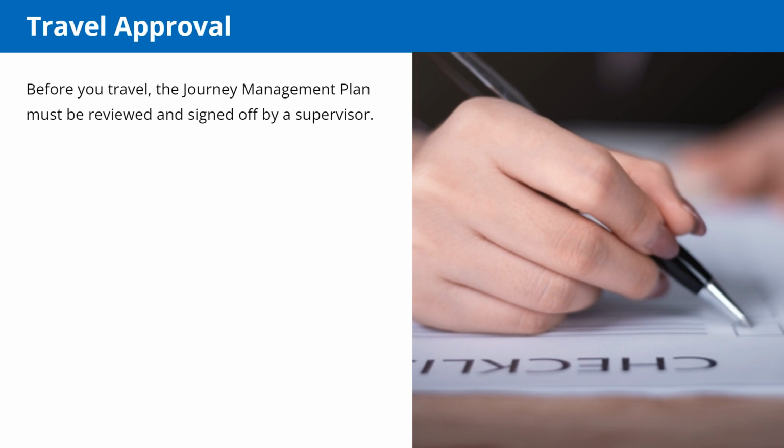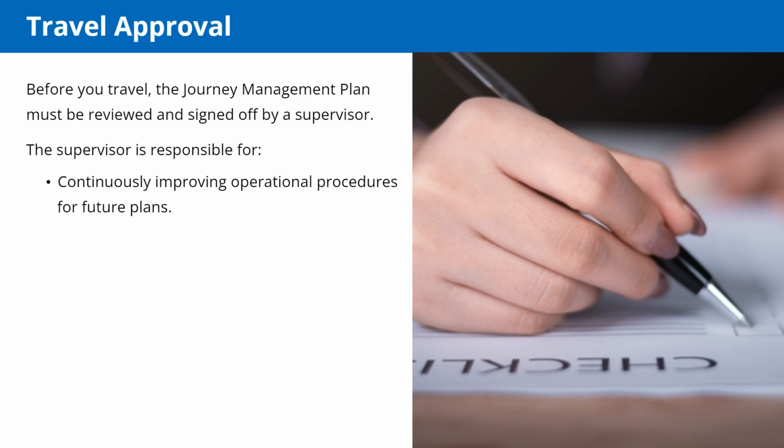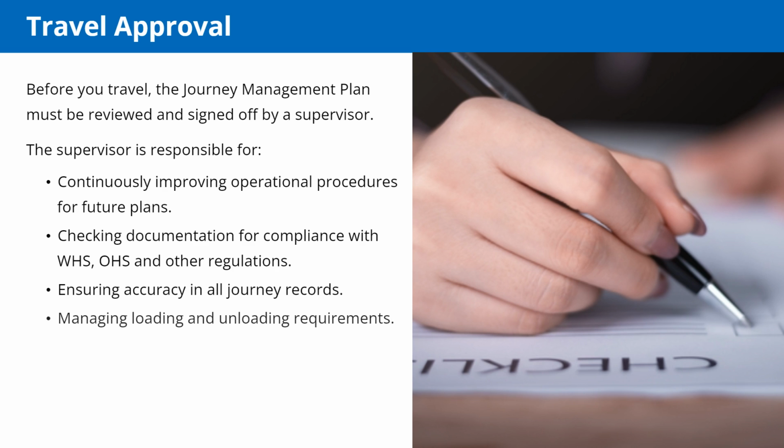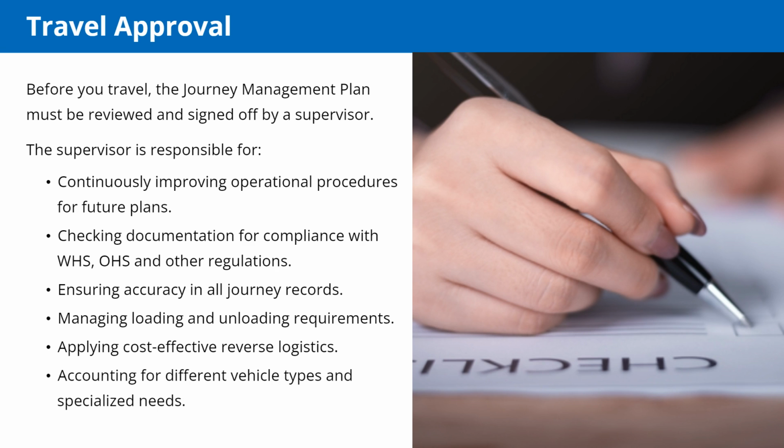Before you travel, the journey management plan must be reviewed and signed off by a supervisor. The supervisor is responsible for continuously improving operational procedures for future plans, checking documentation for compliance with WHS, OHS, and other regulations, ensuring accuracy in all journey records, managing loading and unloading requirements, applying cost-effective reverse logistics, and accounting for different vehicle types and specialized needs.